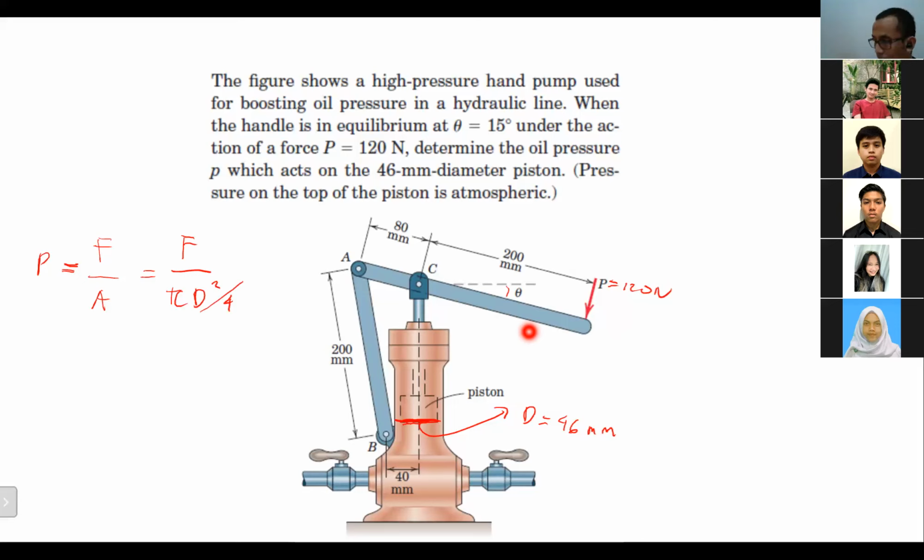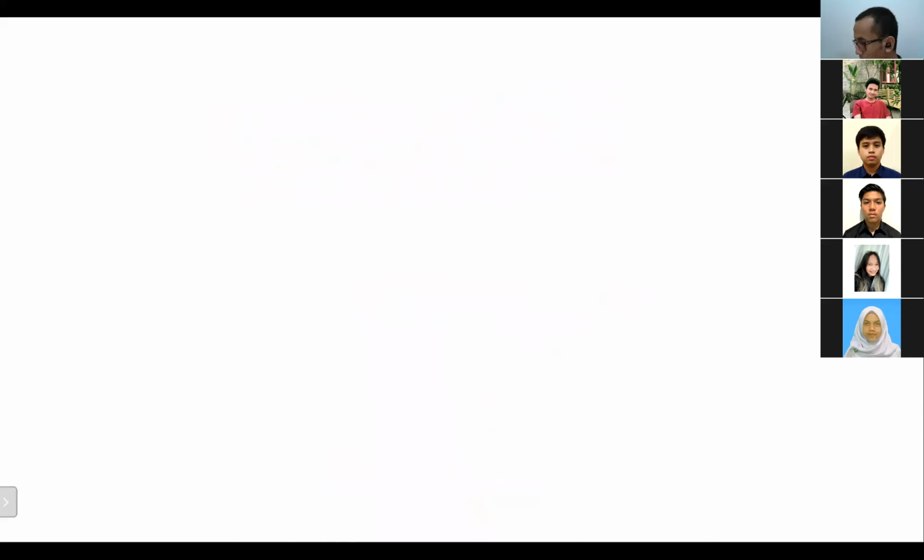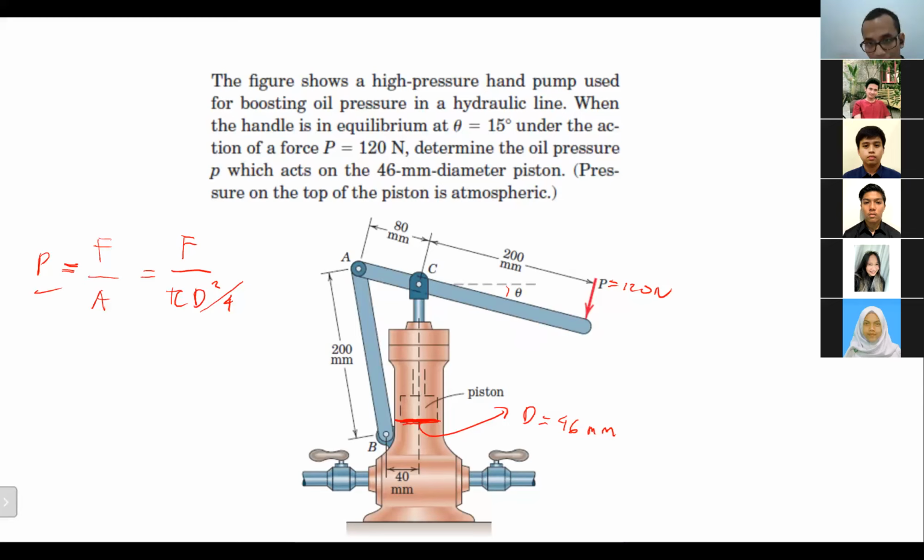Okay, and in order to find this particular pressure, what we have to find first is the force which is happening at the piston. How can we find that? Actually, we can find it by calculating the force which is happening at this particular pin. That's all.